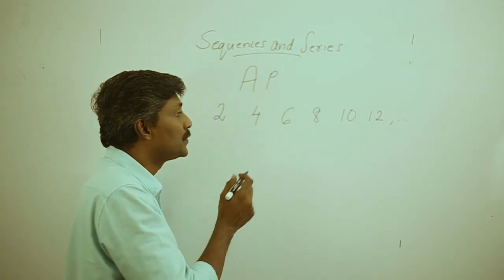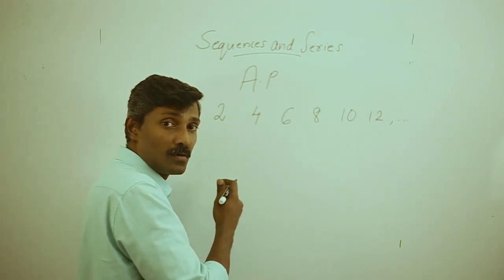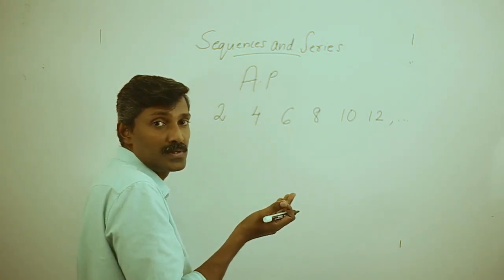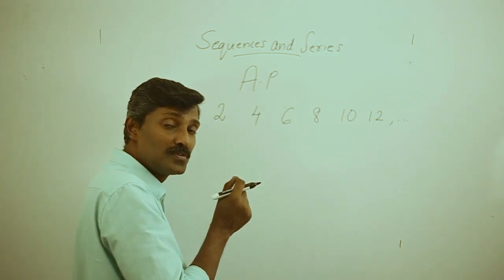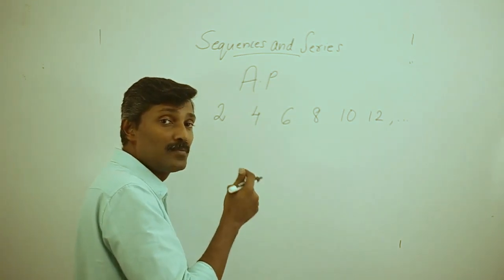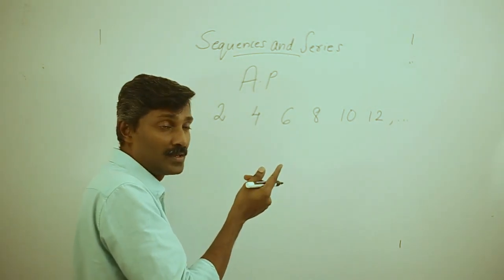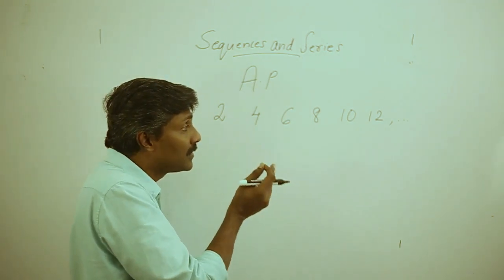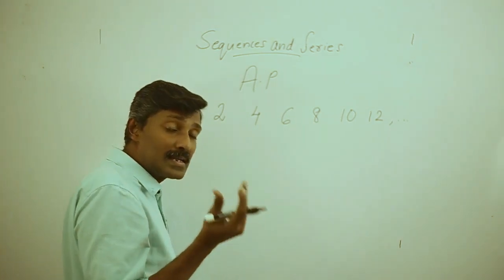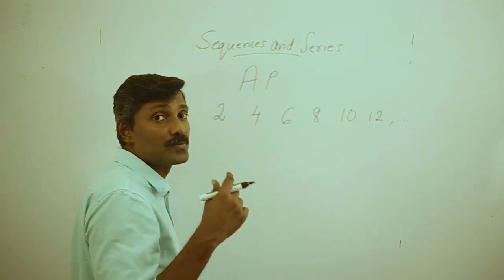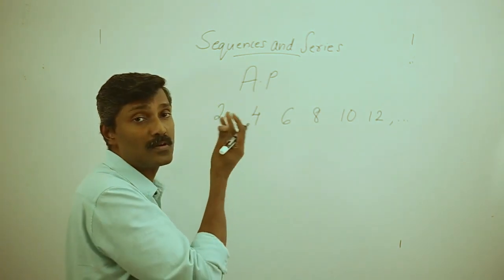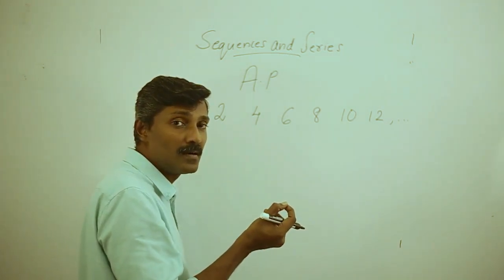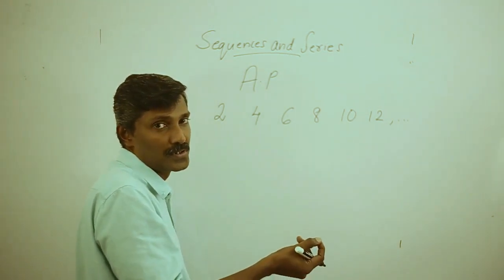So, suppose I write this in the reverse order. 12, 10, 8, 6, 4, 2. Then what is being added to these numbers? You are adding minus 2 to 12 to get 10. You are adding minus 2 to get 8 from 10. You are adding minus 2 to 8 to get 6, right? So here the common difference will be minus 2. So not necessary that the common difference that is being added has to be positive. It can be negative also, but still we call it an arithmetic progression, okay? Because we are adding a particular constant term to the previous term to get the new term, right?